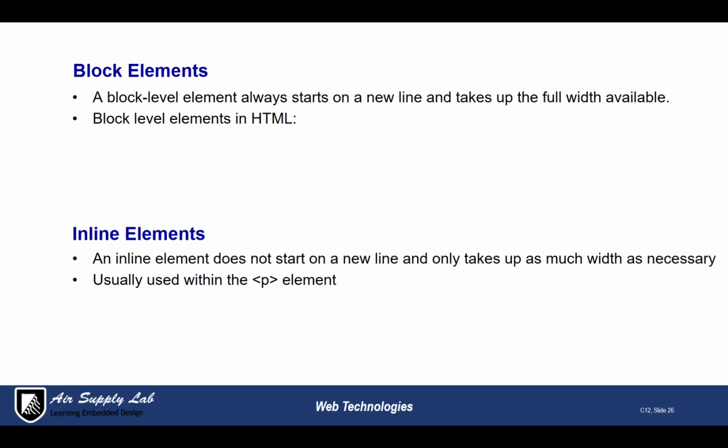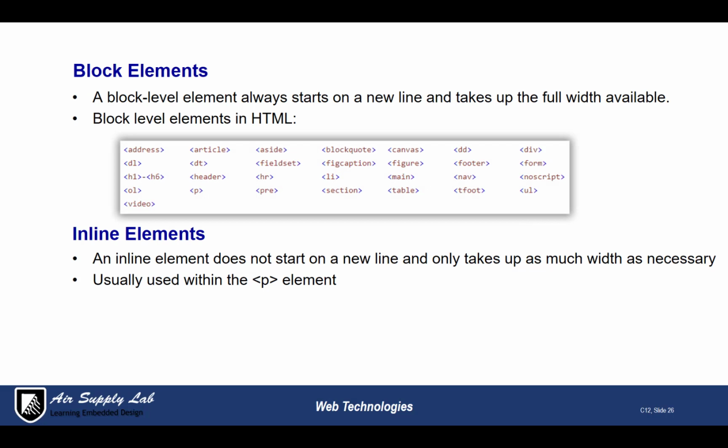Every HTML element has a default display value, depending on what type of element it is. The two display values are block and inline. A block level element always starts on a new line and takes up the full width available. It stretches out to the left and to the right as far as it can. Here's a list of block level elements in HTML.